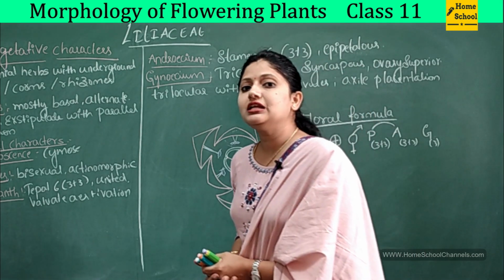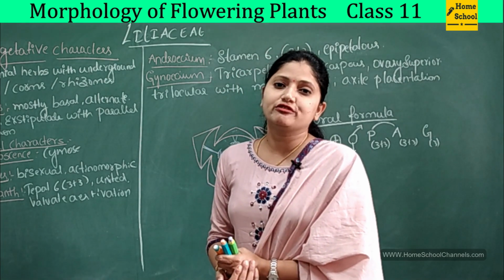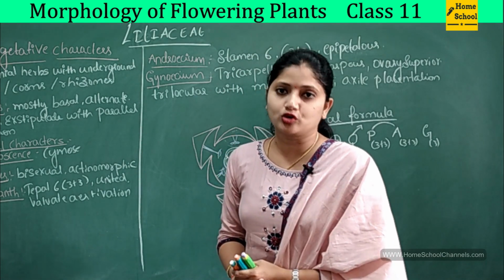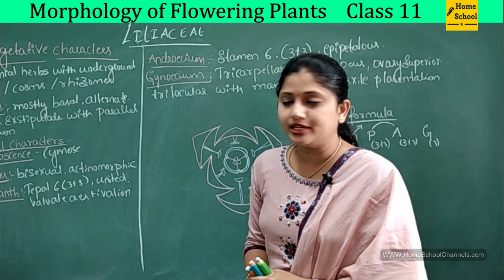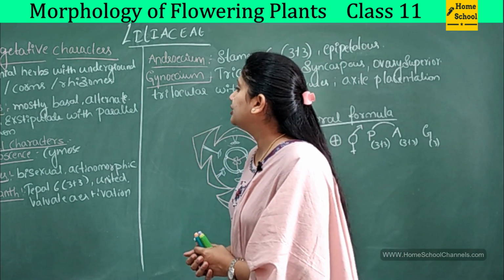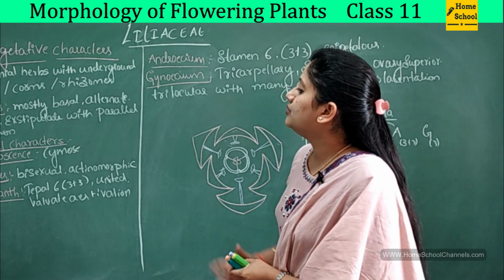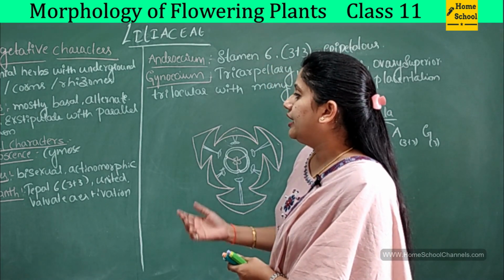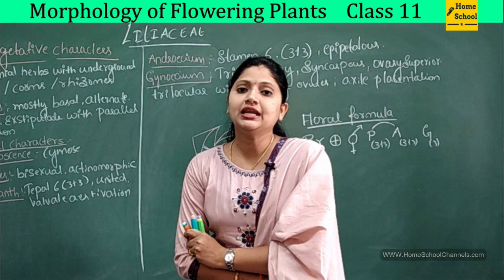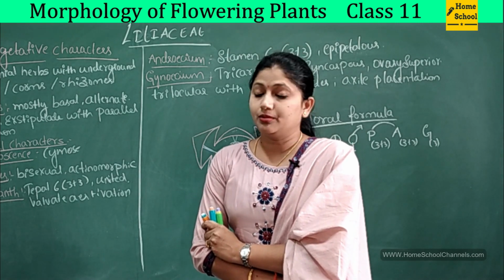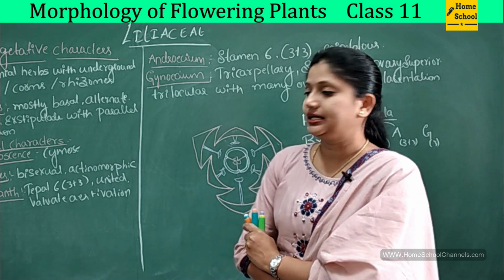So, since they have parallel venation, you can easily make out that the members of this particular family are usually monocots. Fine. Dicots have reticulate and monocots have parallel venation. So all the members belonging to the Liliaceae family are usually monocots. Then moving on to the floral characteristics. Inflorescence is cymose. What is cymose? That is, the main axis will terminate into a flower and the branching will take place.